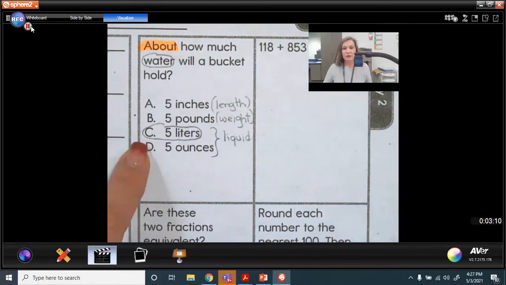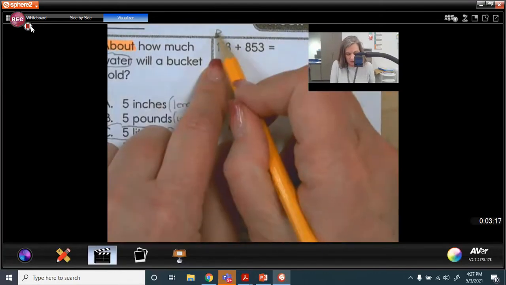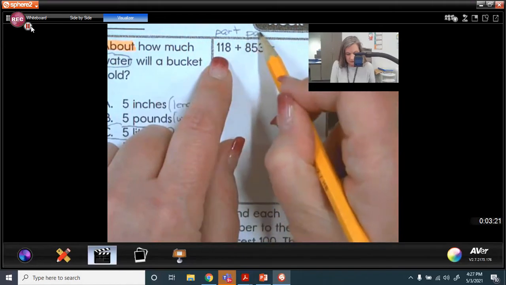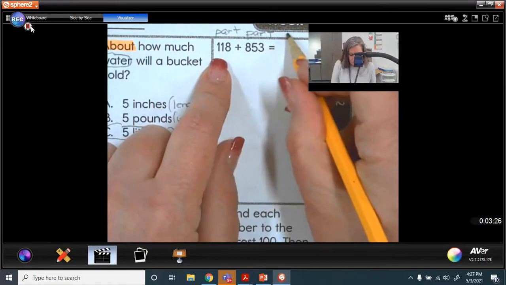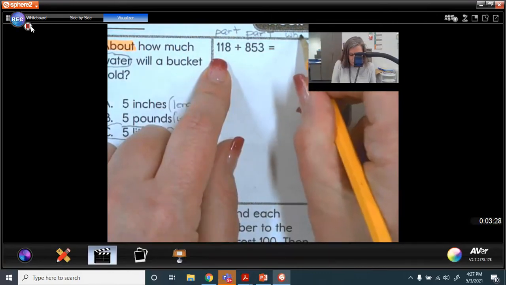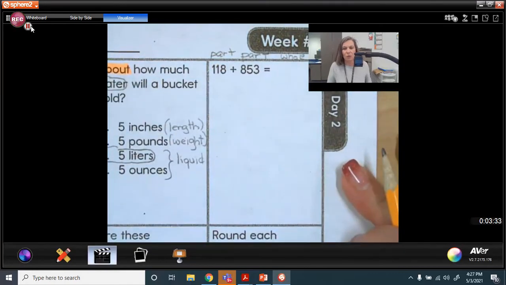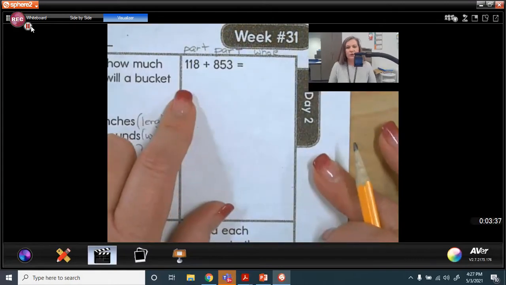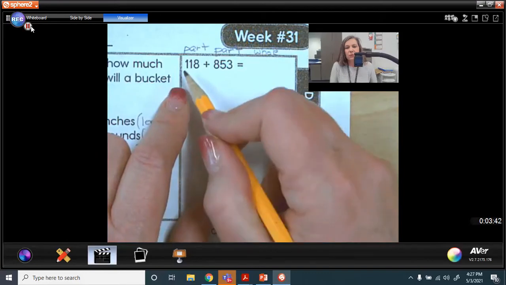All right, let's take a look at our addition sentence here. And we want to take this part and this part, and we want to put them together to make a whole amount. So we have 2 parts that we want to put together to make a whole. So I would like to start us off with breaking it apart into place values.